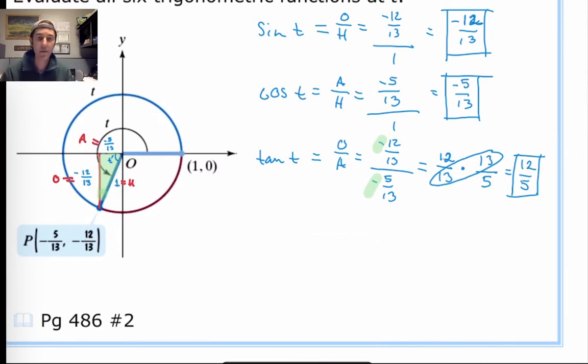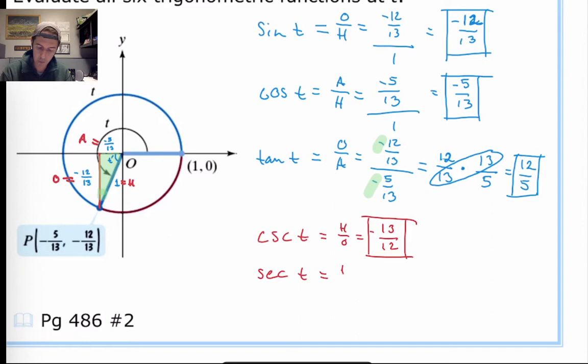The reciprocal of the sine function is the cosecant function, CSC, of angle measure T. That's equal to hypotenuse over opposite, which in this case is equal to negative 13/12. The reciprocal of the cosine function is the secant function, SEC. Secant of angle measure T is equal to hypotenuse over adjacent, without showing any work, is equal to negative 13/5.